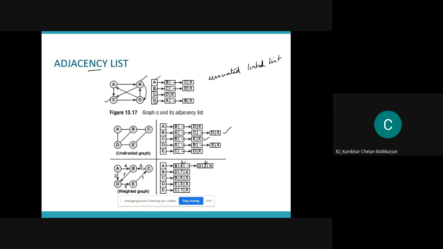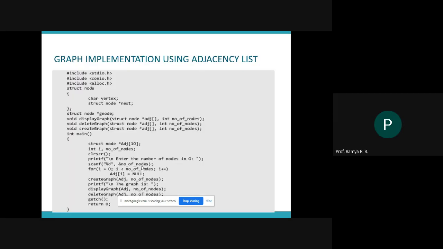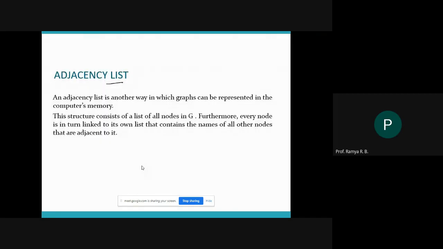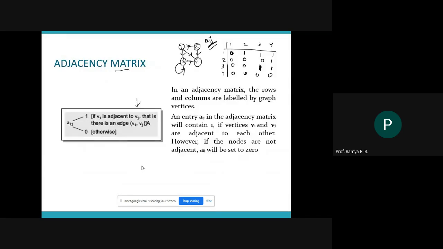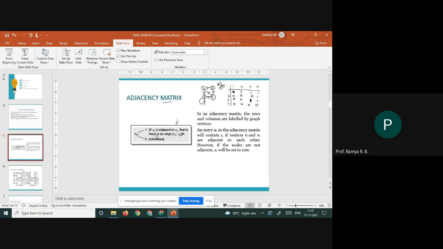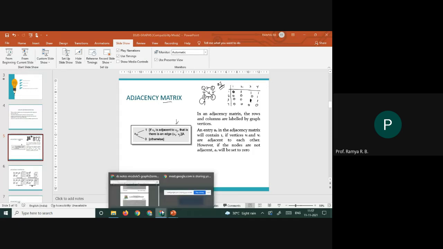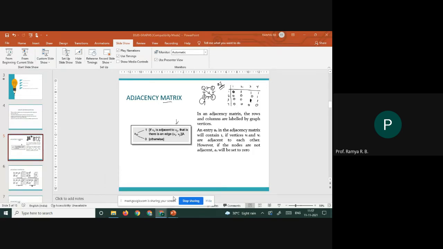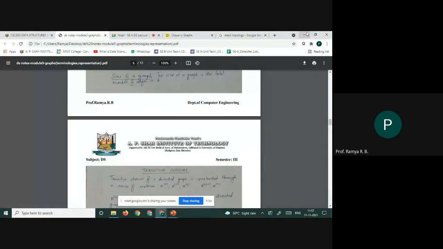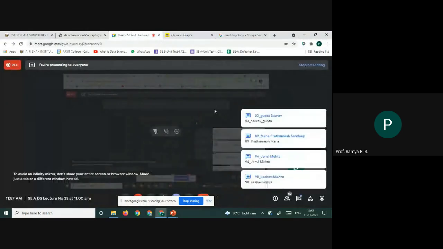Yes, ma'am. Okay, so we'll discuss the implementation in the next class. We'll wind up today. Today we have just discussed some important terminologies and we have seen the two ways in which you can represent a graph. We'll go into the implementation next week.